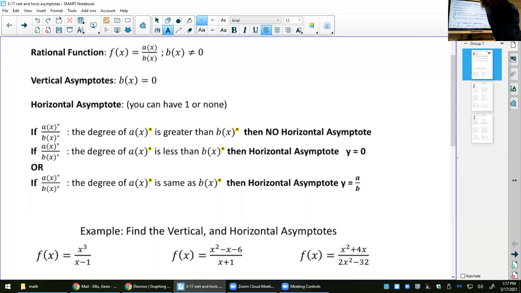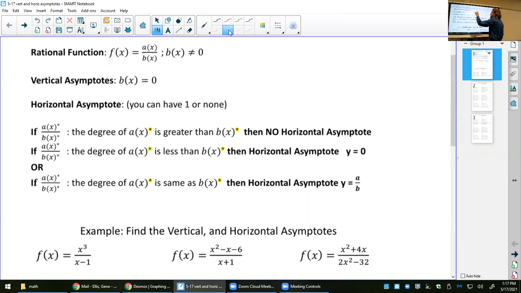Okay, let me erase this up. So today we're looking at horizontal and vertical asymptotes, which is something you should have heard of. It may have been a while since you've seen it. An asymptote is basically an imaginary line on a curve that your curve will never reach.